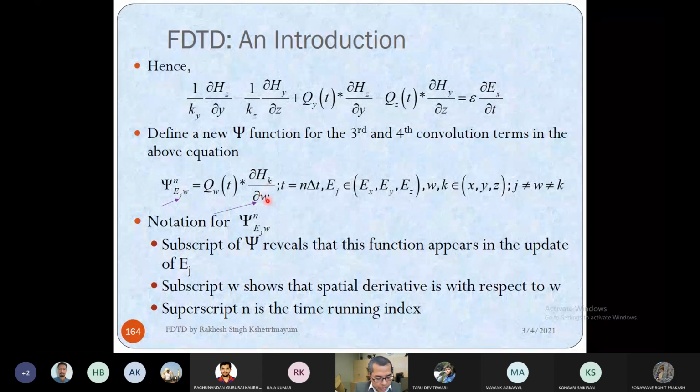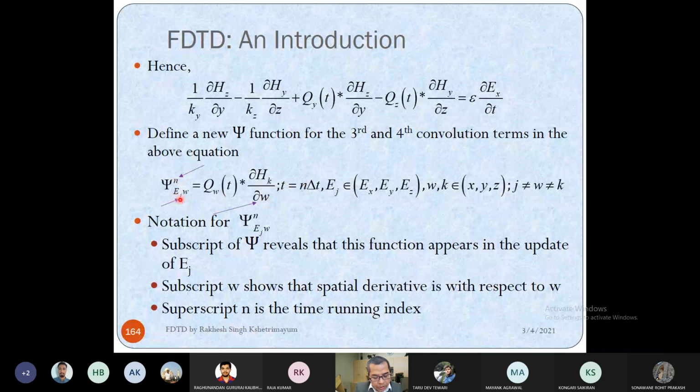If it is with respect to y, then del by del y. If with respect to z, del by del z. And you also have n term here, so you are calculating at the nth time instant. t is equal to n delta t. Delta t is the time step size. So the notation is very clear. We have a superscript, we have a subscript.